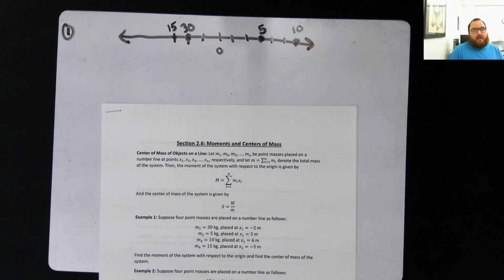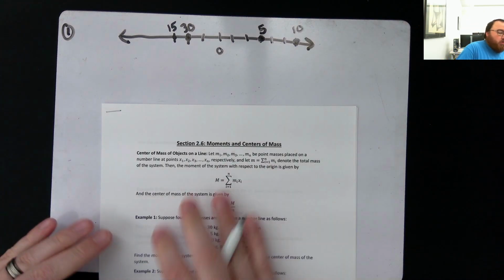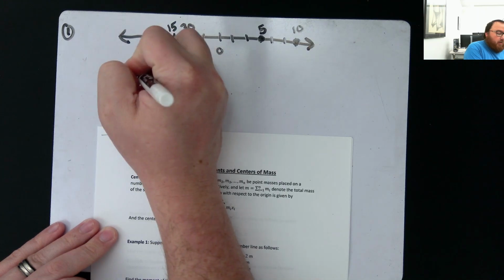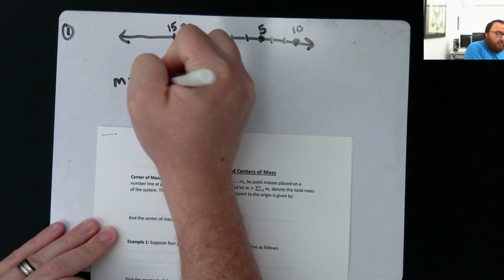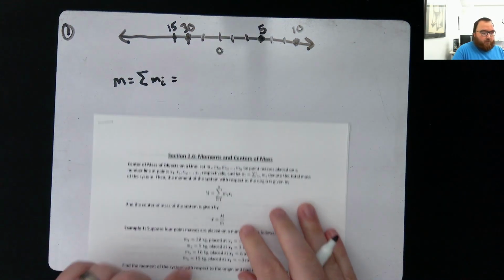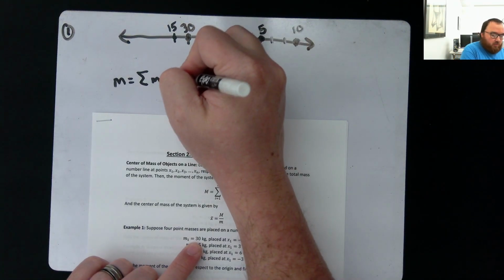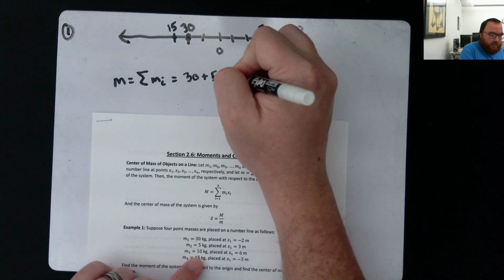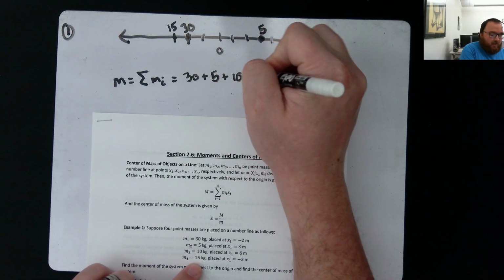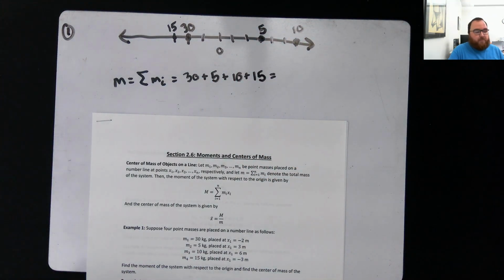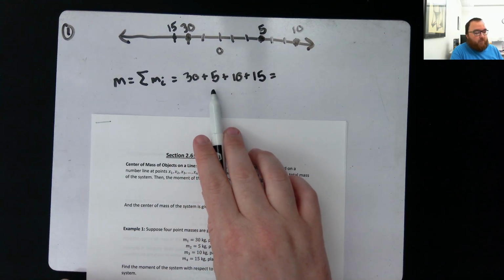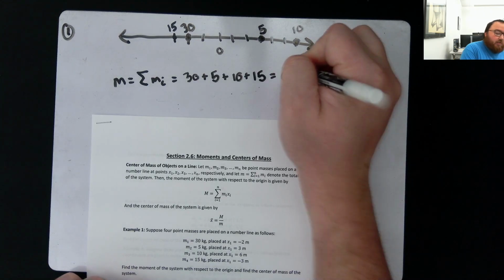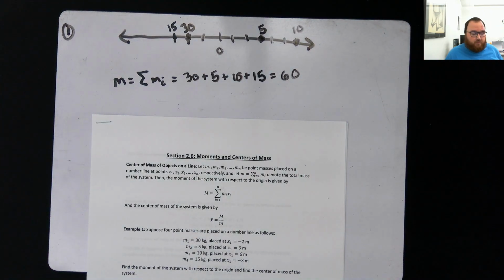So first things first, I need the total mass. The total mass, remember, is just the sum of all of the masses. The first one is 30, the second one is 5, the third one is 10, the fourth one is 15. So I just need to add them up. 30 plus 5 is 35, plus 10 is 45, plus 15 is 60. So that is the total mass.